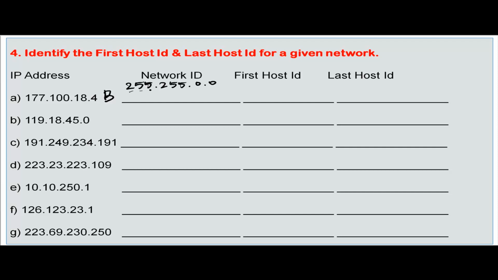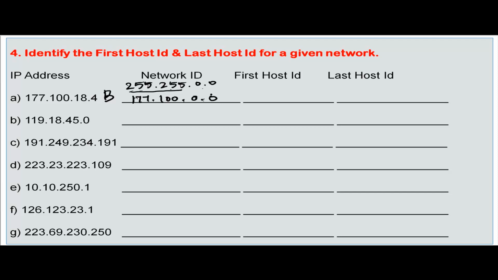That means 255 means this is the network part. So you keep the network part as it is and make the host part all zeros. So in that case, if you see here I have 177.100.18.4. So the first 2 octets I am going to keep as it is. 177.100, I am going to keep as it is. The remaining octets I am going to make 0. So 177.100.0.0. So this is going to be our network ID.